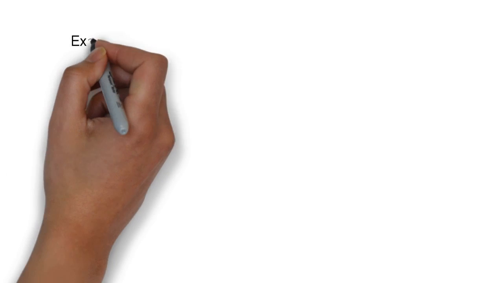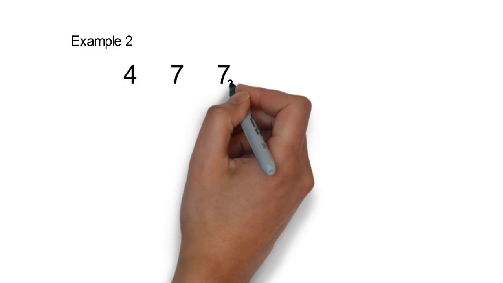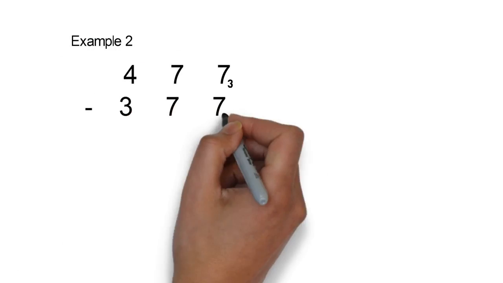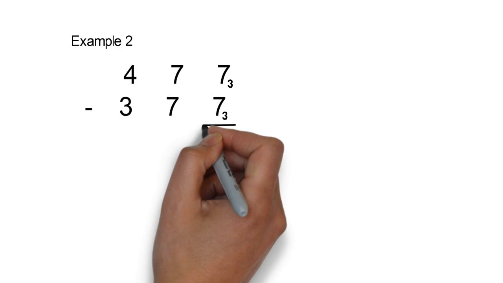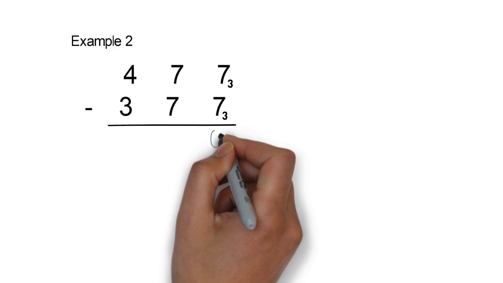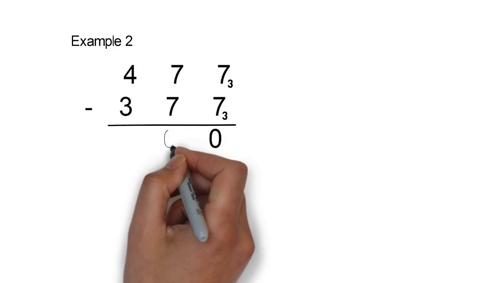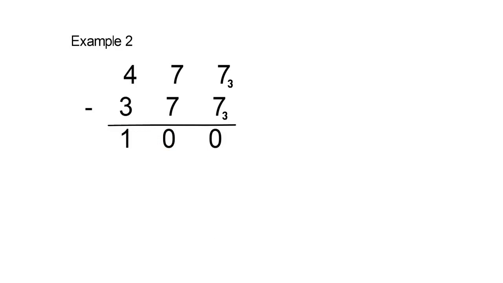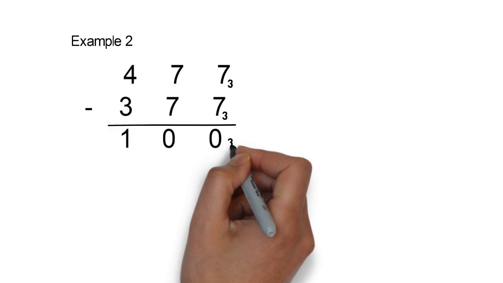Example 2. I have 477 base 3 minus 377 base 3. So I have 7 minus 7 will give me 0. 7 minus 7 again will give me what? 0. 4 minus 3 will give me 1. So I have 100 base 3.